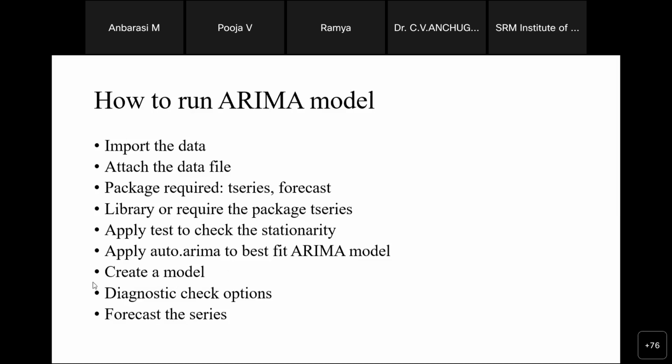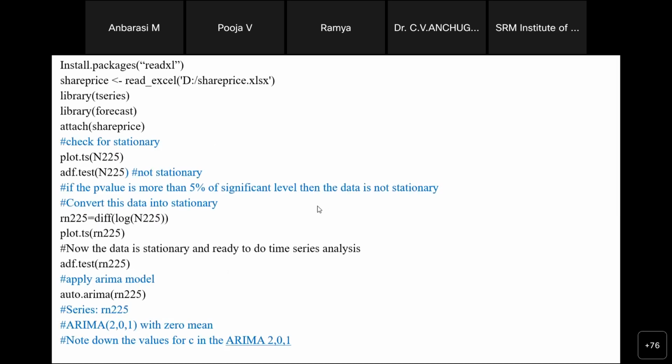And then we have to create a model, diagnose it with the check options, and then forecast the series. So this is how we execute the ARIMA model. We'll go for the implementation part.